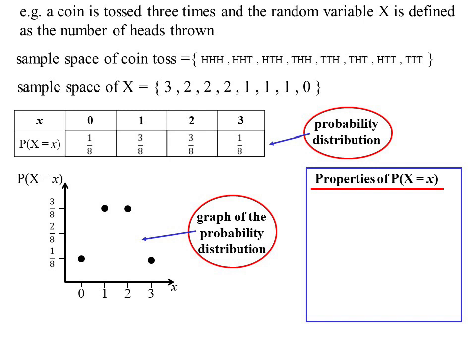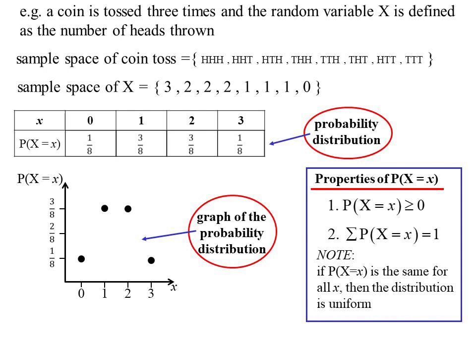So the properties of this function, well, what we know is we have to get positive numbers. You don't get negative probabilities. And in fact, we know all of the probabilities must add up to 1, because all the possible outcomes would have a probability of 1. Now, if all of those probabilities are the same for every single x, so equally likely, then we say, well, that's a uniform distribution. It's perfectly uniform.